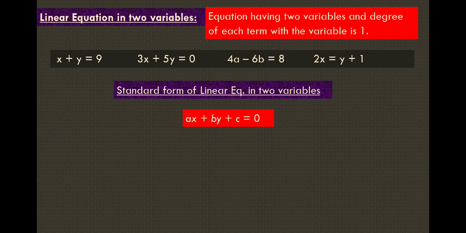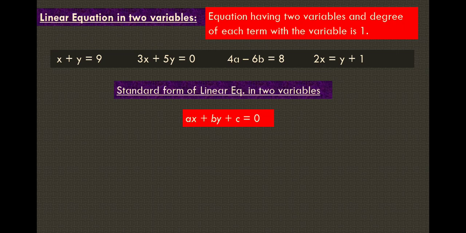You can see here ax plus by plus c equal to 0. We have two variables x and y. Here a is the coefficient of x, b is the coefficient of y, and c is a constant term. So this is the standard form of a linear equation in two variables.